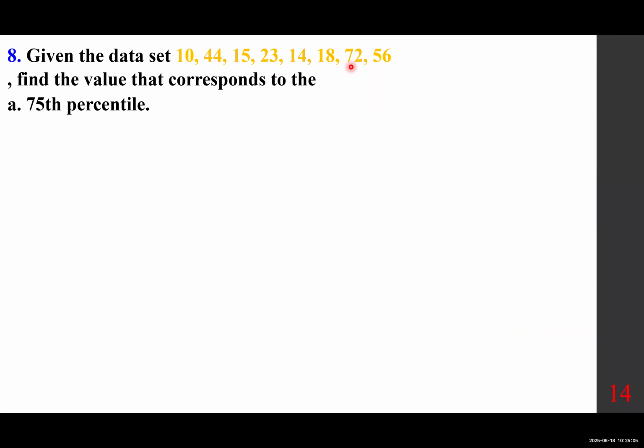Given the data, 10, 44, and so on, find the value corresponding to the 75th percentile and so on. Let's rank the data immediately. The smallest one is 10, and 14, 15, and the last one is 72. So we're going to rank the data.